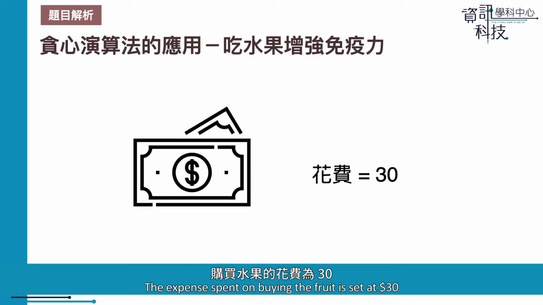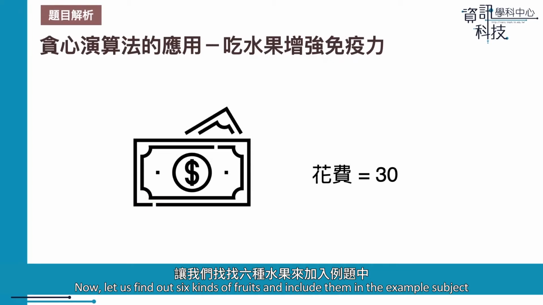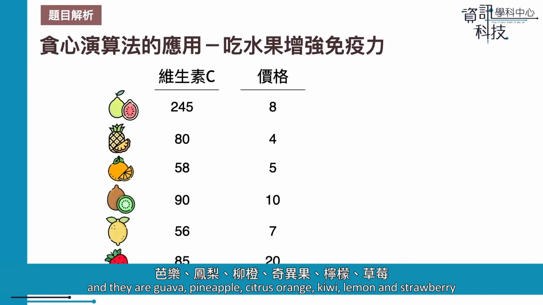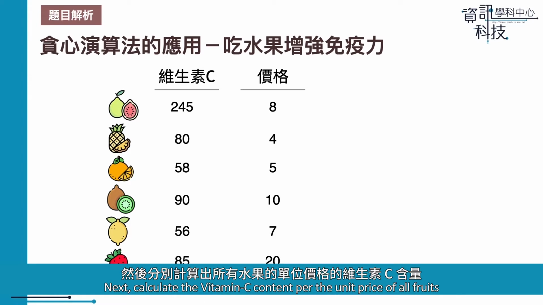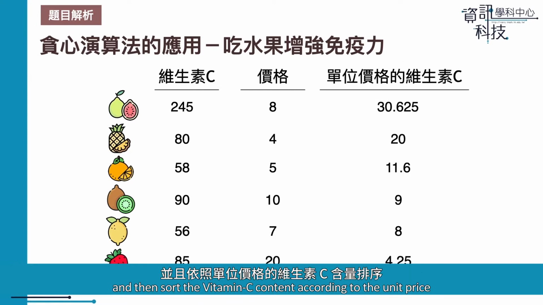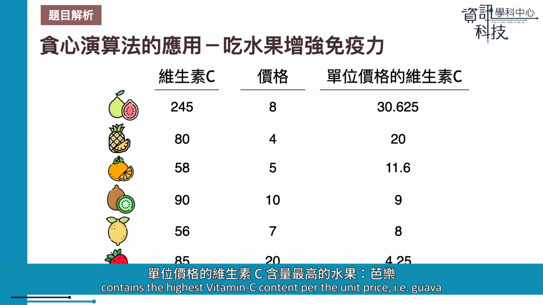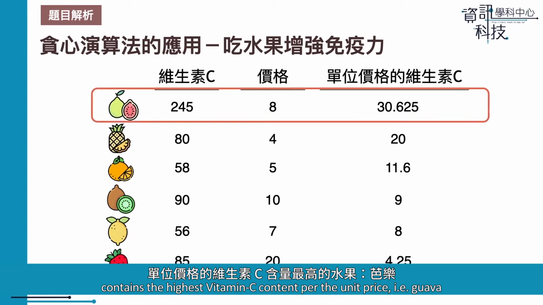The expense spent on buying the fruit is set at $30. Now, let us find 6 kinds of fruits and include them in the example subject: guava, pineapple, citrus orange, kiwi, lemon, and strawberry. Next, calculate the vitamin C content per unit price of all fruits, and then sort the vitamin C content according to the unit price. After that, purchase the fruit that contains the highest vitamin C content per unit price, for example, guava.